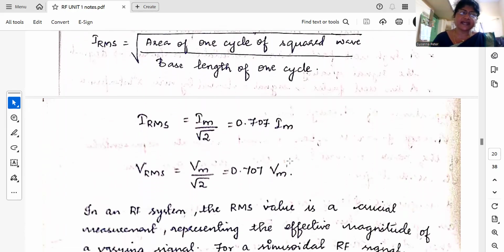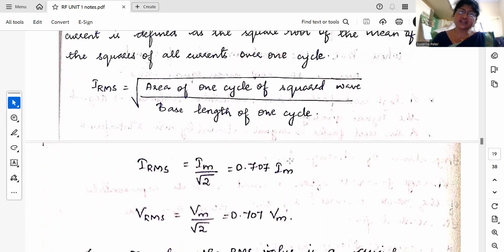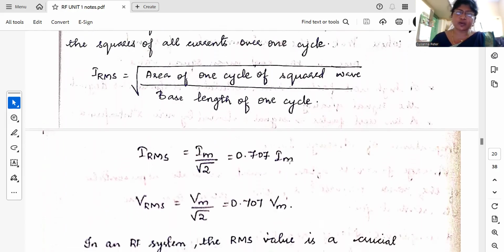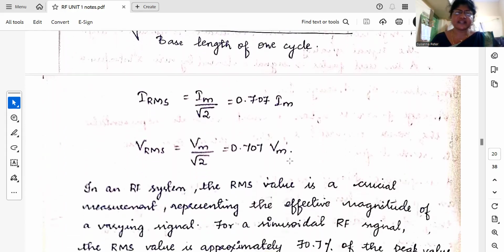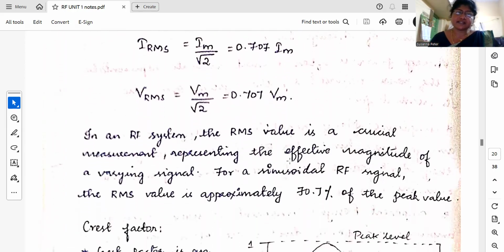VRMS is equal to VM divided by root 2, which is equal to 1 by root 2, which gives you 0.707 times VM. And also for IRMS, if you solve this square root expression, we'll be getting IM divided by root 2, which is equal to 0.707 IM. So these two are the expressions for your RMS value. Root mean square value of your system.